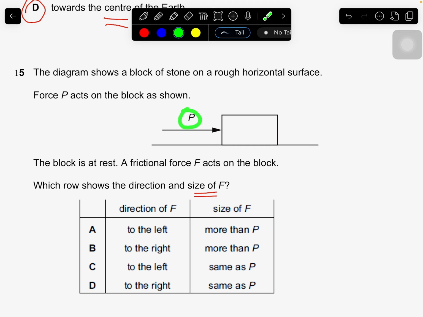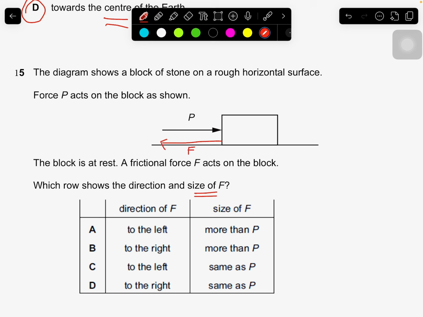So there's a force P acting on the block, but the block isn't moving. First of all, what's the direction of F? F is the friction force. It's always going to be opposite to the force that you're providing. P is to the right, so friction is going to be to the left. So it's either option A or C. Now, since the block isn't moving, your friction force is just enough, or equal, to P.